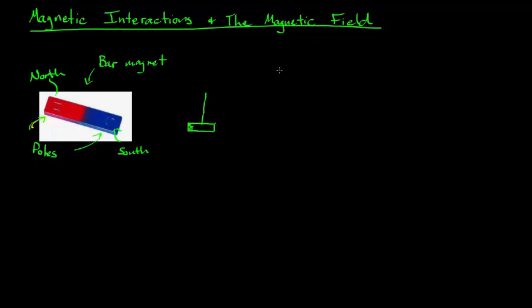So I'm going to draw a couple. If we have a north-south and another north-south like this, then these things are going to attract each other. So we're going to have a pull towards each other because they're opposite poles. And so opposites attract.